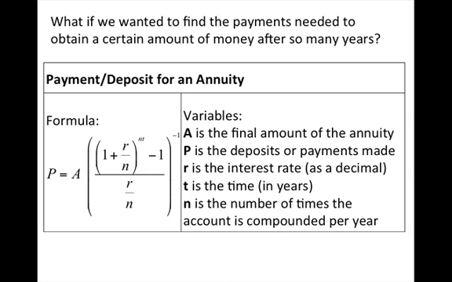A is still the final amount, P is still my deposits or my payments, R is still the interest rate, T is still the time, and N is still the number of times compounded per year.